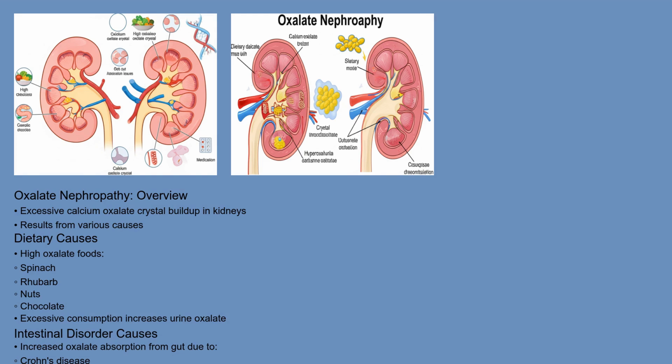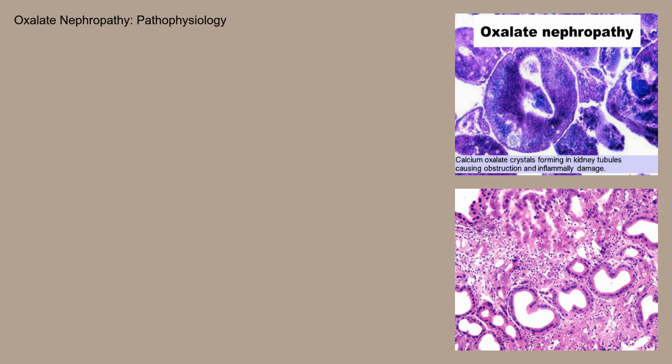to oxalate buildup. The pathophysiology of oxalate nephropathy revolves around the supersaturation of oxalate in the urine. When oxalate levels are too high, they combine with calcium, forming calcium oxalate crystals. These crystals then deposit within the kidney tubules and the renal interstitium, the tissue surrounding the tubules.